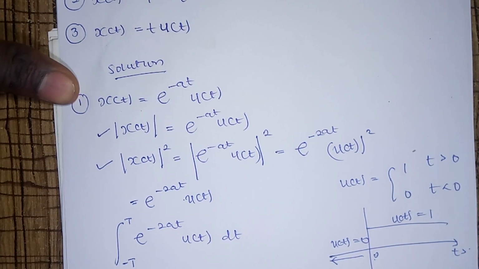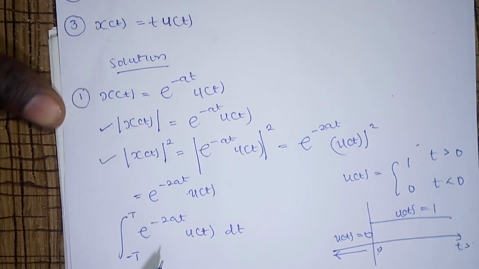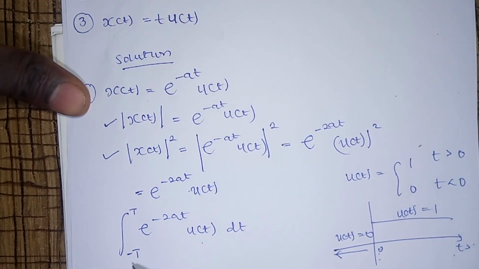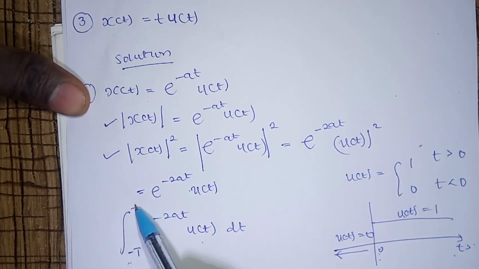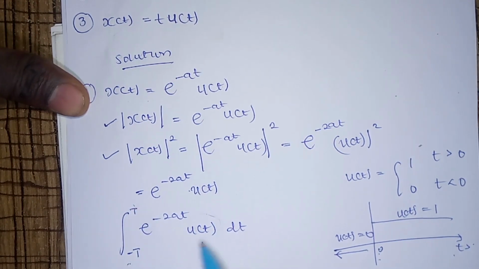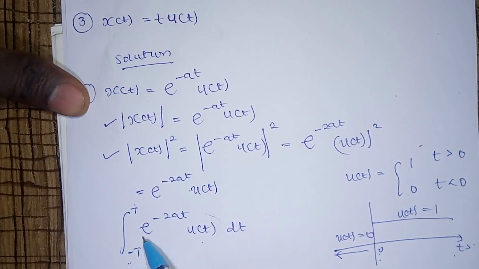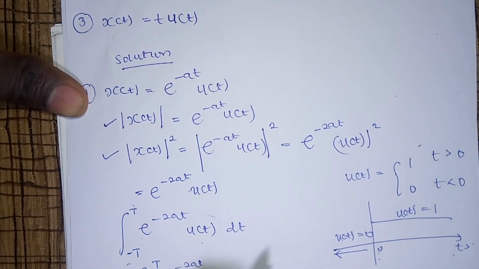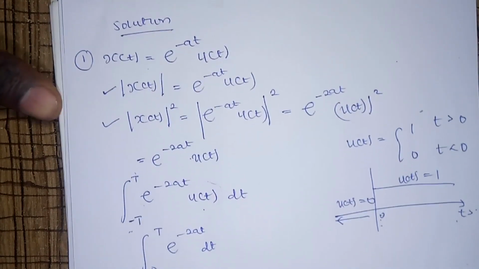So the next thing you need to do here is that, remember, u of t is only defined from 0 to t. So there is no need of taking the integration from negative t to t, right? So this u of t truncates this signal, because that's one of the functions of u of t. So in this case, we take it from 0 to t, e to the negative 2at, but we are not going to include u of t because it has already neglected or removed negative t to 0, right? So we just put dt. You get the point? So we just put dt.